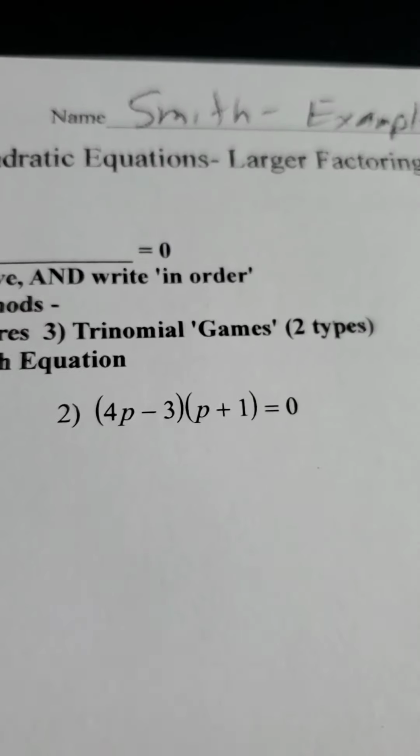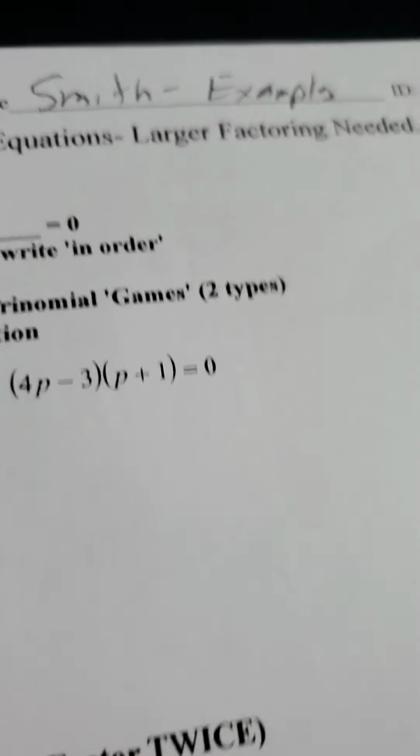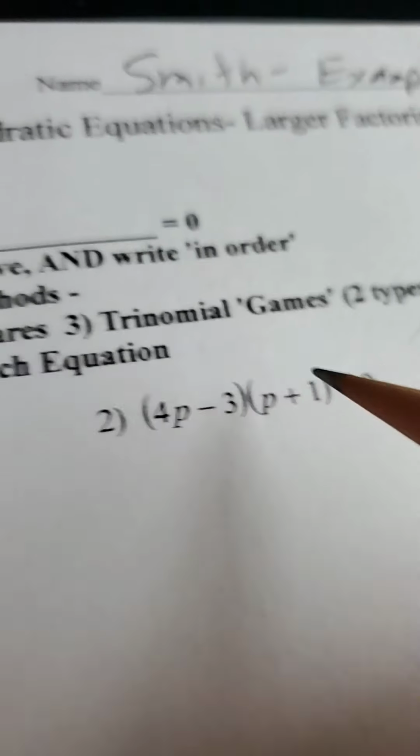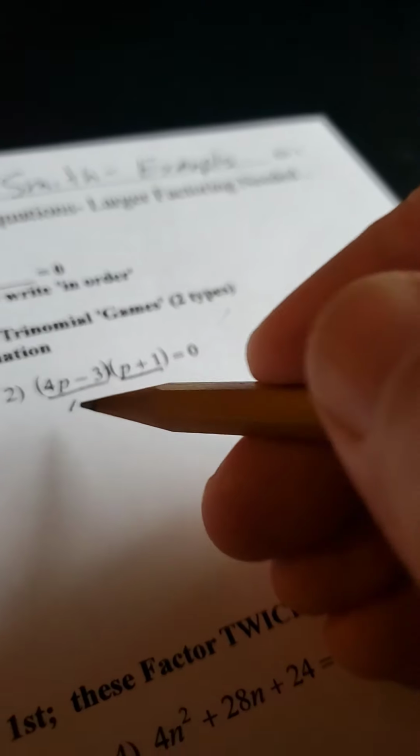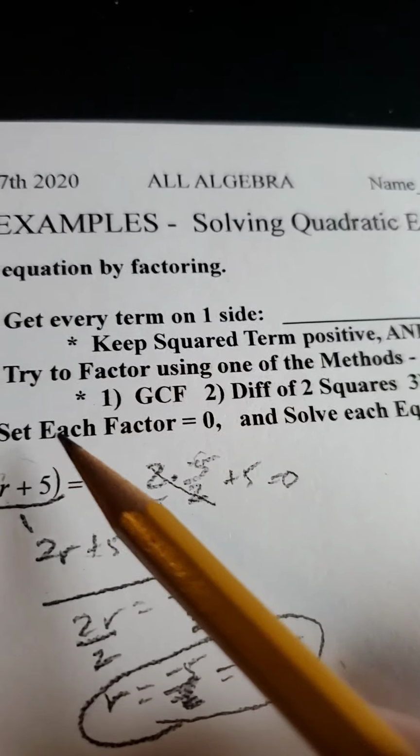Okay, here's part 2. I'm going to do 3 more examples in case the first 3 examples weren't good enough for you. Here, we've already factored. We've already split it into a multiplication problem. Now I'm ready to do step 3, which is set each factor equal to 0.